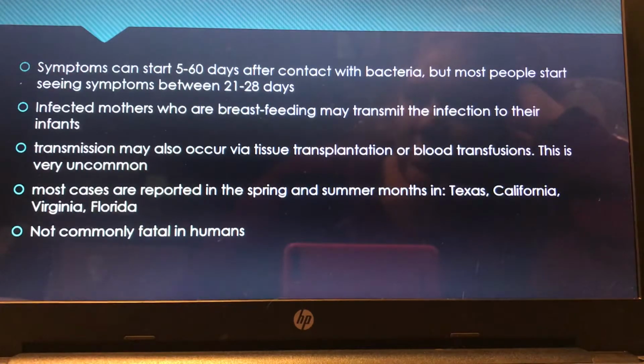Infected mothers who are breastfeeding can also transmit the infection to their infants. Transmission may occur via tissue transplantation or blood transfusion. This is extremely rare, as well as the mothers passing it through the breast milk. Most cases are reported in spring and summer months in Texas, California, Virginia, and Florida. And this is not commonly fatal in humans.